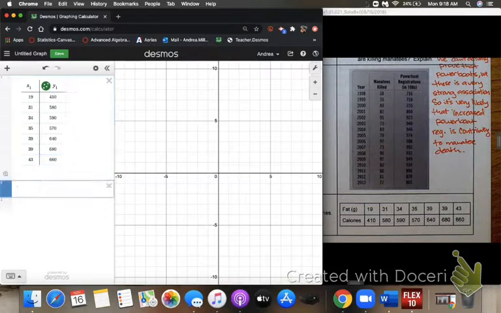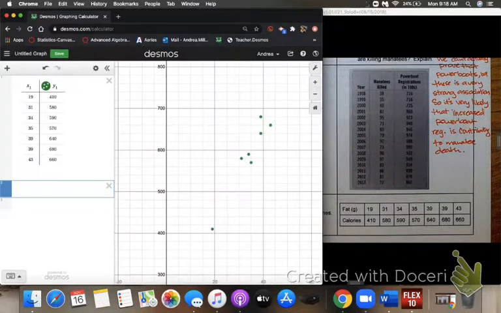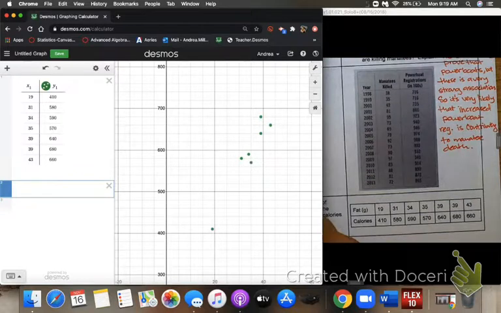Now that I've got those, let's go to my little Zoom Fit over here. I want to make sure I click on that. So I'm going to click on the Zoom Fit button. Now I can see my data values there. When I'm looking at these, it does seem to be positive. I would say moderately strong positive association.